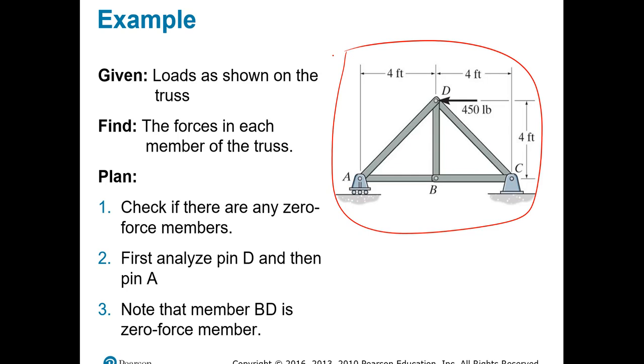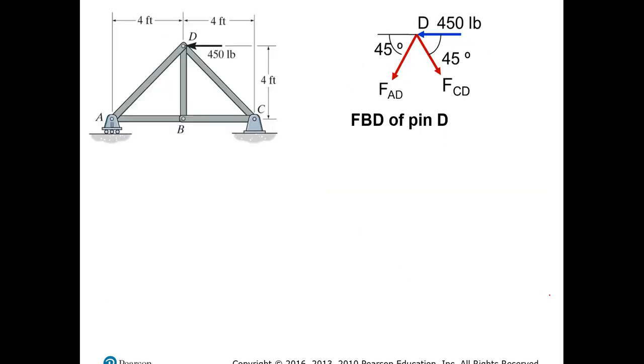Something very important to realize here is that the member BD is a zero force member. How do you know that? If you go right here at B and apply your free body diagram, you have F_BD and then you have two forces going as tension. If you do sum of forces in the y direction, you will realize that F_BD equals 0, and therefore you can remove that element to simplify your calculations.